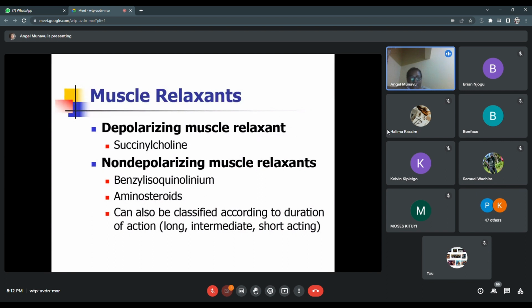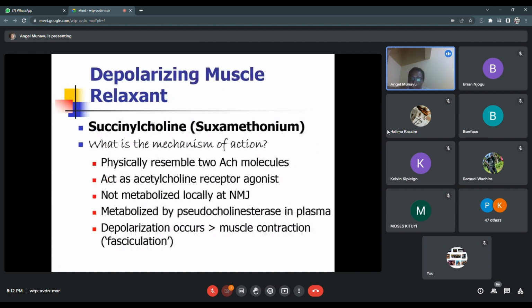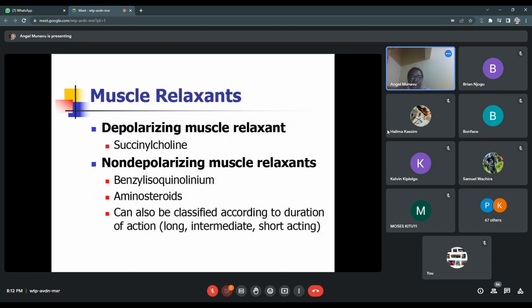So what are these muscle relaxants? We have the depolarizing muscle relaxants, and we have the non-depolarizing muscle relaxants. We have said that we only have one depolarizing muscle relaxant drug. One drug, we call it suxamethonium, succinylcholine, scoline, or sux. Just that. It's just the same drug. It's the one we use as a depolarizing muscle relaxant, and it is usually short acting.